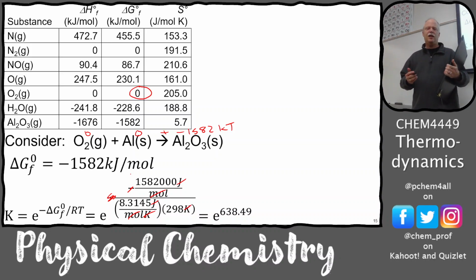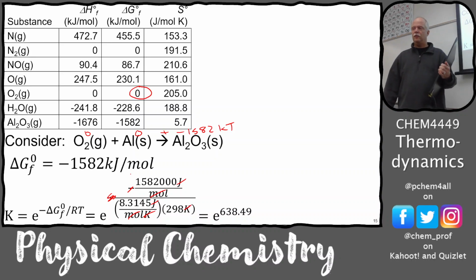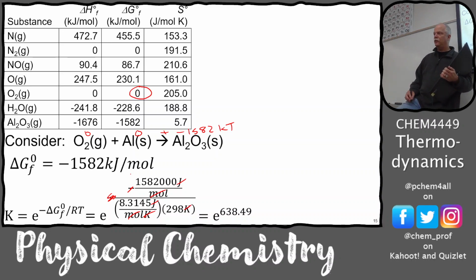Now, I was trying to find a number that was big enough that would give an error on the calculators, but my phone calculator can actually do that. Many of the calculators can't. See if your TI can do that. You just type in 638.49 and hit the e to the x button. It has an error? Okay, excellent.